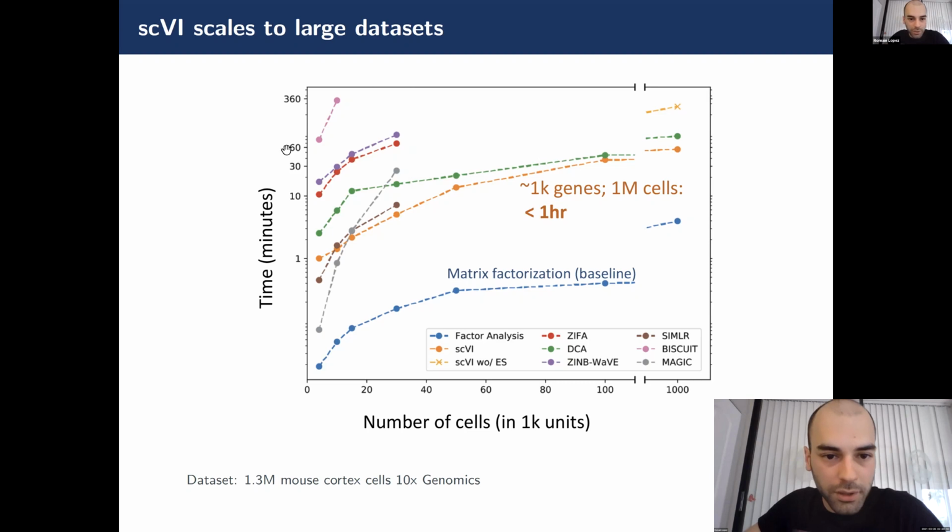All the other methods that are based on MCMC, or that invert some matrices, or that are quadratic in scale, or blow up in memory, were stuck at around 50,000 to 100,000 cells. So that was a huge improvement, being able to use stochastic variational inference and all these tools from the AEs.